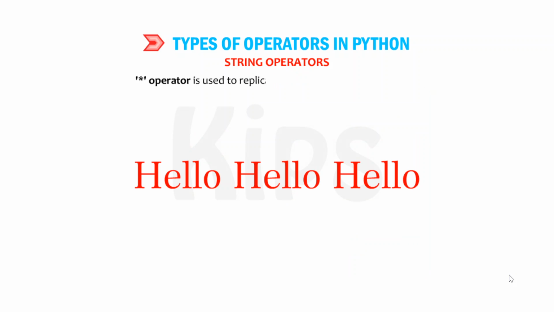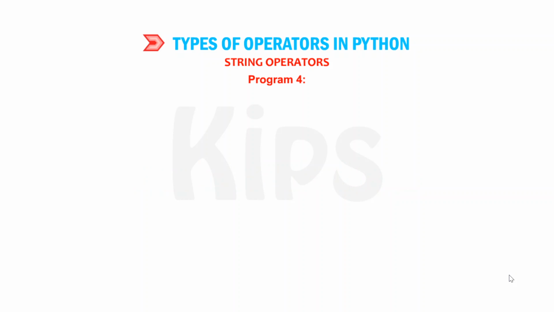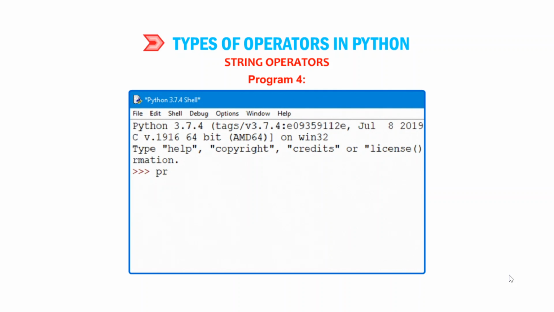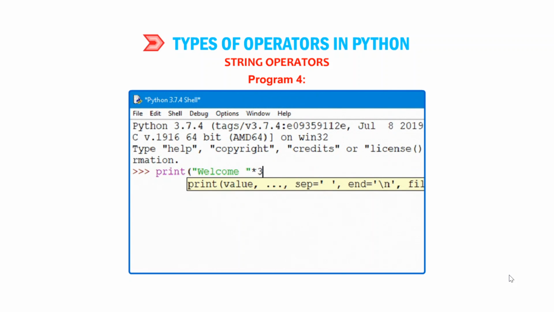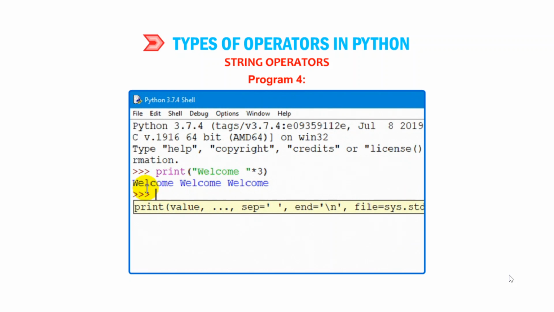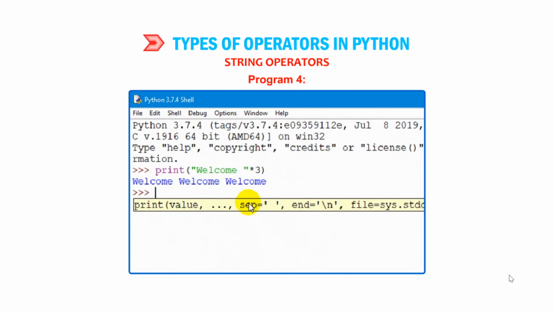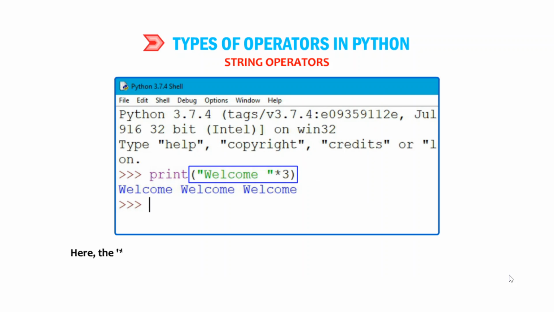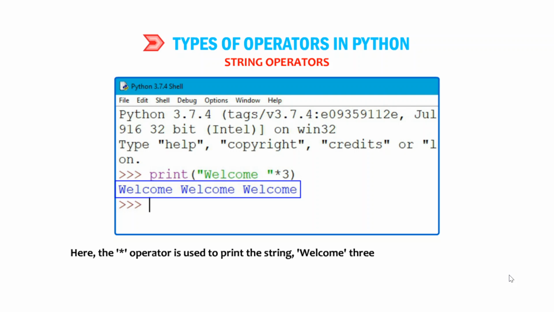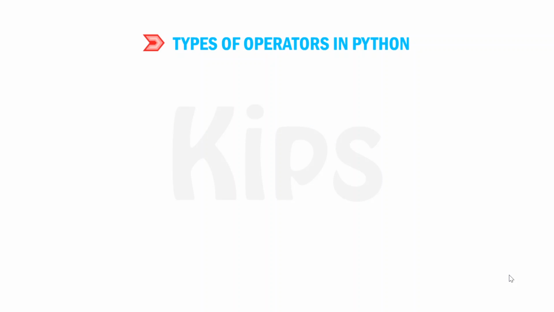Asterisk operator is used to replicate a given string specified times. It is also known as replication operator. Program 4. Here the asterisk operator is used to print the string welcome 3 times, as you can see in output above.